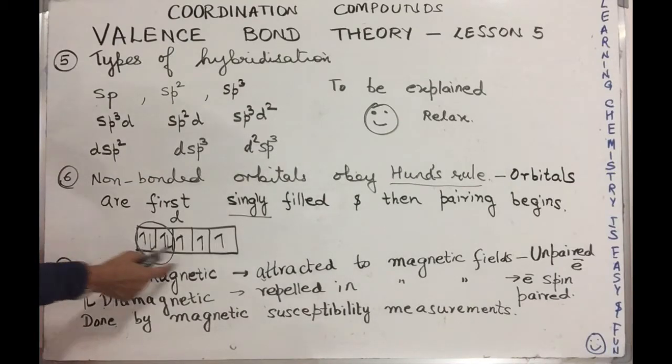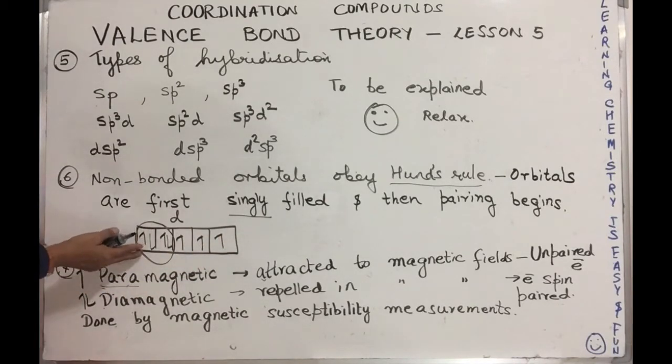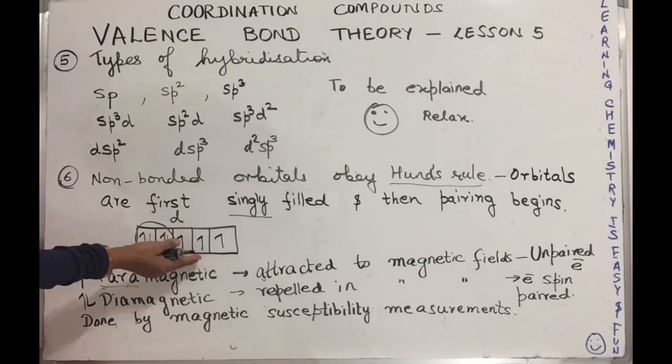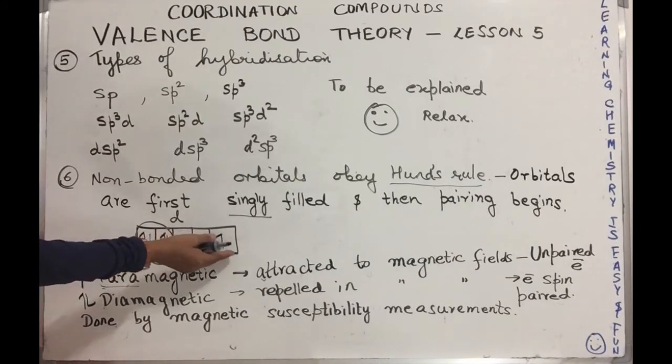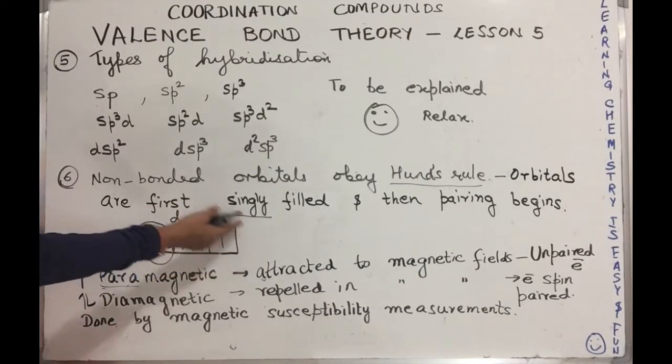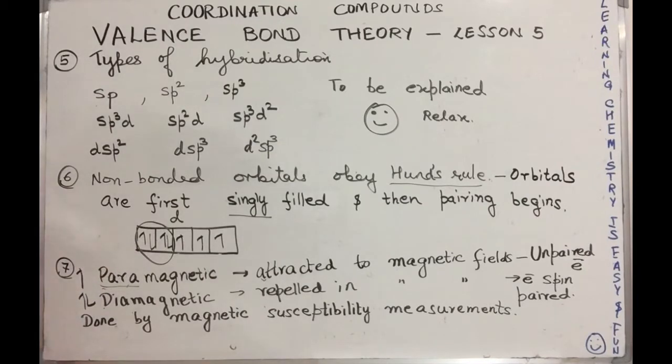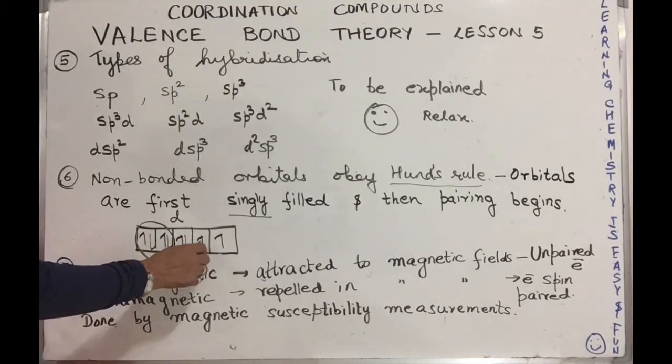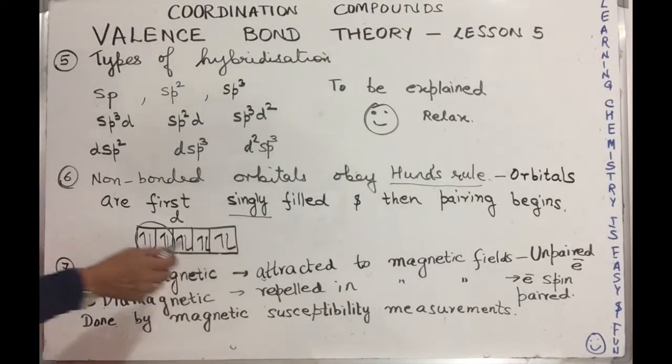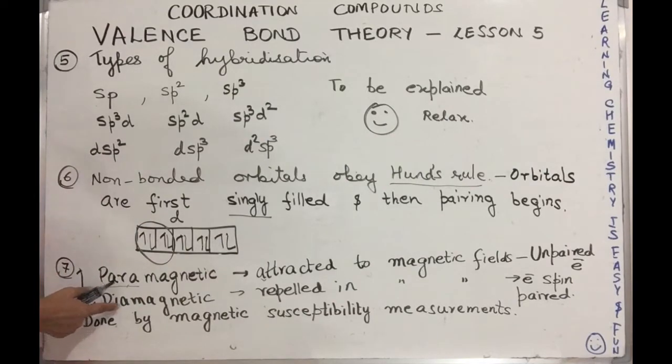So let's suppose I am talking about a situation where in my final compound I have this configuration. Because there are unpaired electrons, this particular configuration will cause the compound or the atom to be paramagnetic. On the other hand, if all these electrons are paired up, then it will be diamagnetic, that is repelled in an external magnetic field. How do we know whether it is paramagnetic or diamagnetic?